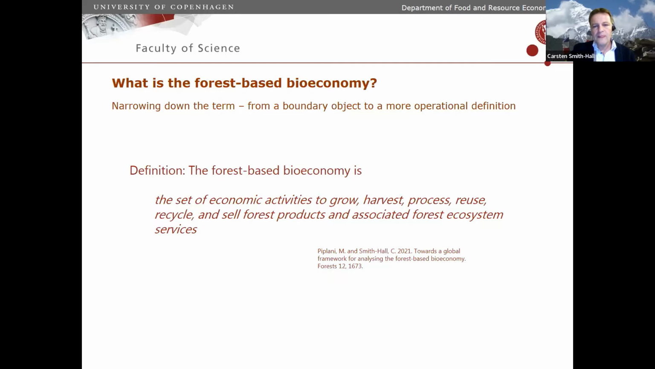So what we're trying here is to move away from a fluffy boundary object to something which is more operational. And in this recent paper, we defined the forest-based bioeconomy as the set of economic activities to grow, harvest, process, reuse, recycle, and sell forest products and associated services. Of course, this is to some of you perhaps quite close to being a value chain definition, and it has definitely elements of that, but it's also much broader and includes, for instance, the development of forest management systems that you do not normally associate with the value chain.